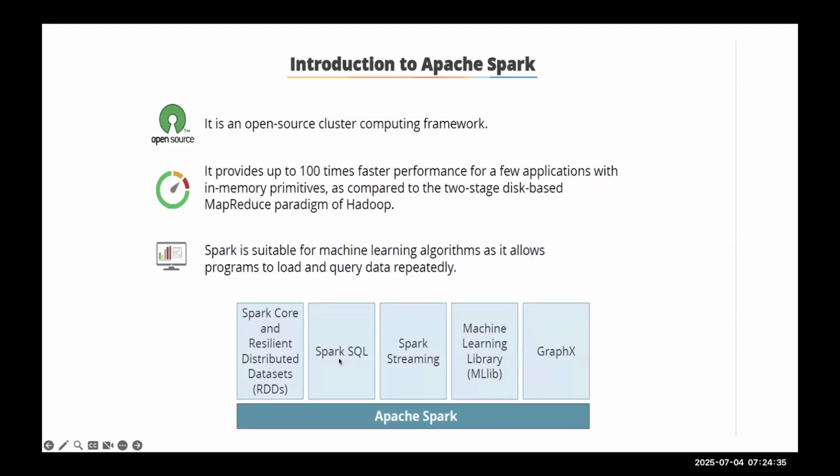So Spark SQL. Initially, when Spark came, it had only this RDD library first, resilient distributed dataset. We call this Spark Core, because everything we see is based on the RDD only. I'm just giving you a small brief about everything. Then we'll learn in depth these three libraries: Spark Core or RDD, Spark SQL, and Spark Streaming.